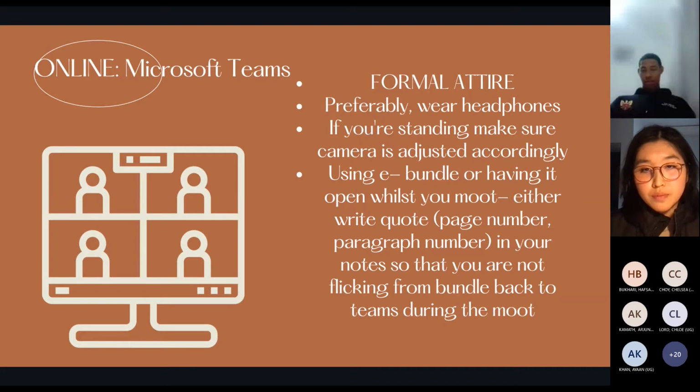If you're using e-bundles or having them open whilst you move, either write down the quotes, the page number, or the paragraph number in your notes, so you're not constantly flicking from the bundle back to Teams during the moot. It's again to help with your momentum. You don't want to be stuck between pages, trying to work out what you were saying before. So it's just making everything run smoothly. These are small details you can do outside of the round, just making sure you've written down what page or paragraph you want to refer to.